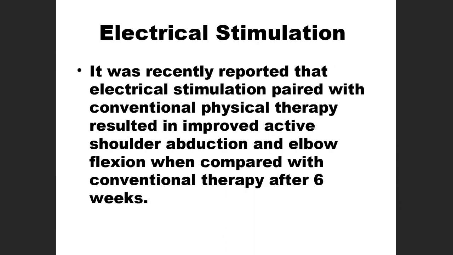Then electrical stimulation. It was recently reported that electrical stimulation paired with conventional physical therapy resulted in improved active shoulder abduction and elbow flexion when compared with conventional physical therapy alone after 6 weeks. That means if you do 6 weeks of electrical stimulation, you can strengthen the muscles, and the recovery will be better than without electrical stimulation. So this electrical stimulation is mainly for strengthening the muscles around the upper extremity involved by the brachial plexus injury. So that's it.